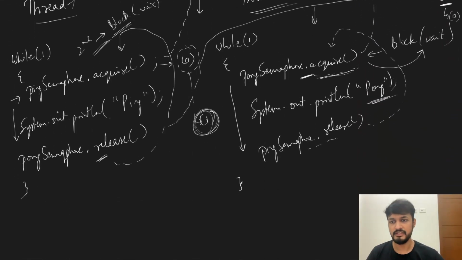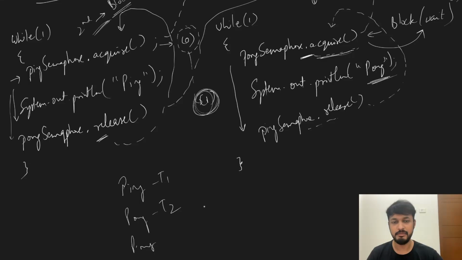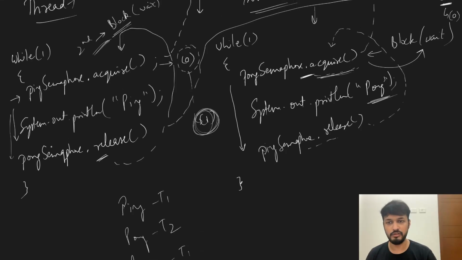And now, since T1 is unblocked, T1 will go ahead and run. So after the first iteration, ping was printed by T1, pong was printed by T2. Then again, T1 has control, it will print ping, and similarly T2 will again print pong, right? So this is what our pseudocode looks like. Let's go ahead and code it in our IDE.